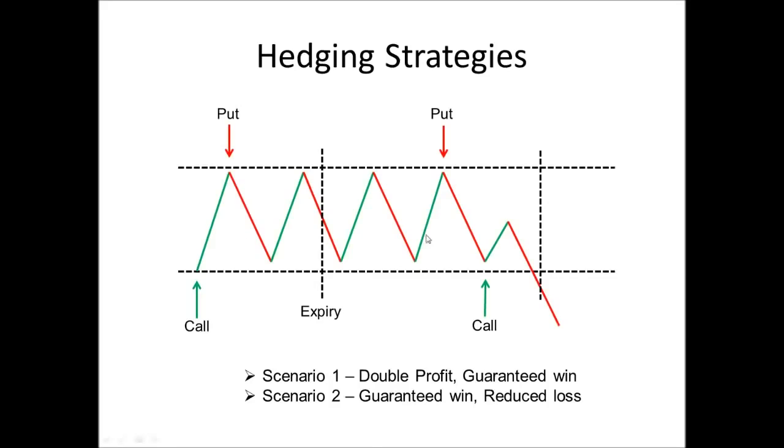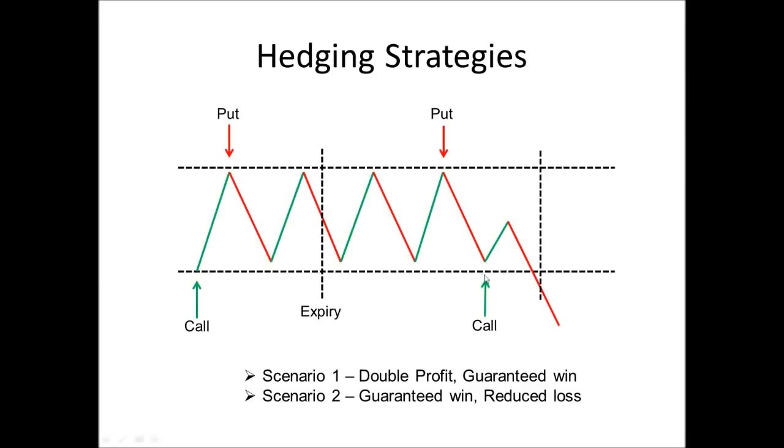Now let's look at scenario 2 using the same strategy. Price has moved up to our resistance, we placed a put. Price comes down to our support, we buy a call, and then this support is broken. We know support and resistance does break, it doesn't always hold. So this support is broken here, and here's our expiry, this long line here.